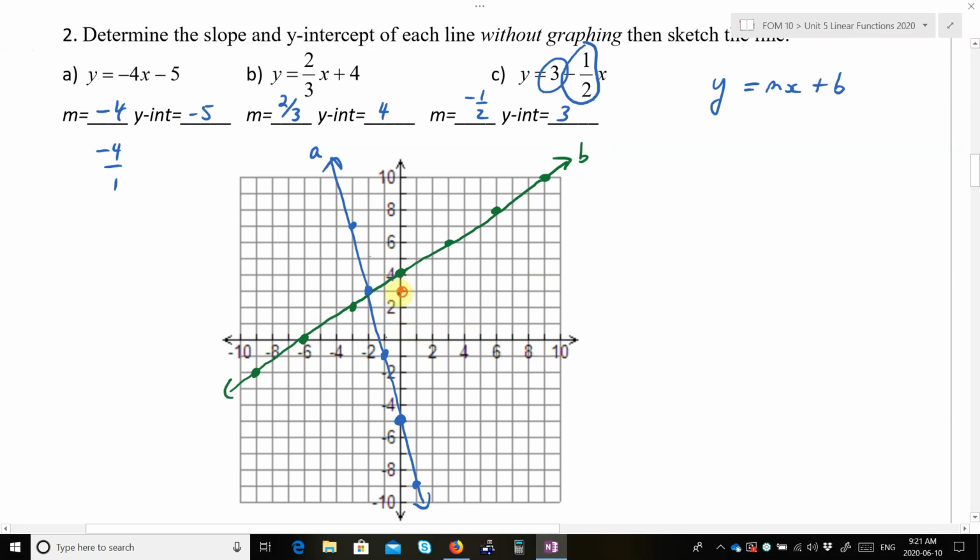And letter C we will do in red. The y-intercept is at 3, slope is negative 1 over 2, so that's down 1, 2 to the right, down 1, 2 to the right. Maps the line out that way, and going back the other way is up 1, 2 left. Up 1, 2 left, up 1, 2 left. And that is letter C.